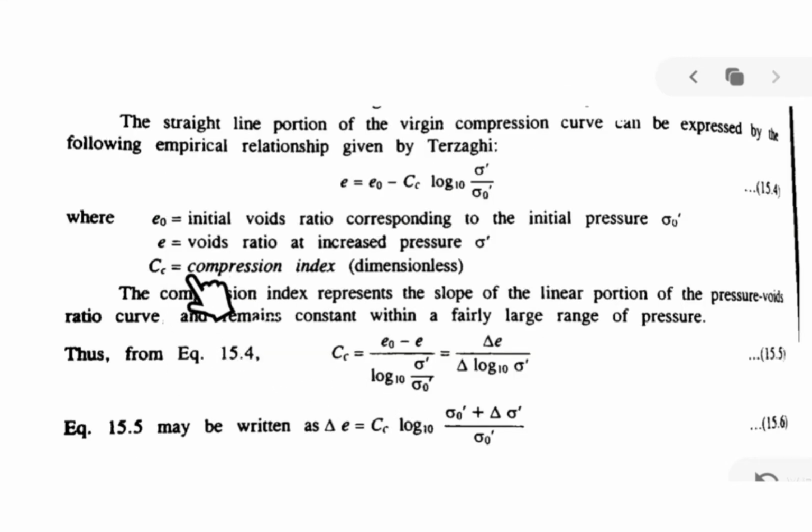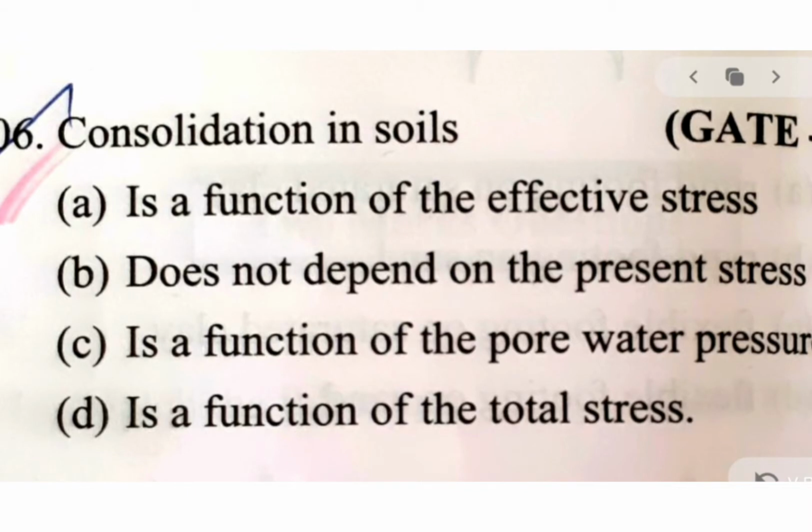Here compression index is also an important formula. You will use it in this chapter. Here also you can see in the numerator void ratio and in the denominator effective stress is involved. So we can say consolidation is more like compression. So compression involves functions of effective stress. So consolidation in soils is a function of the effective stress.